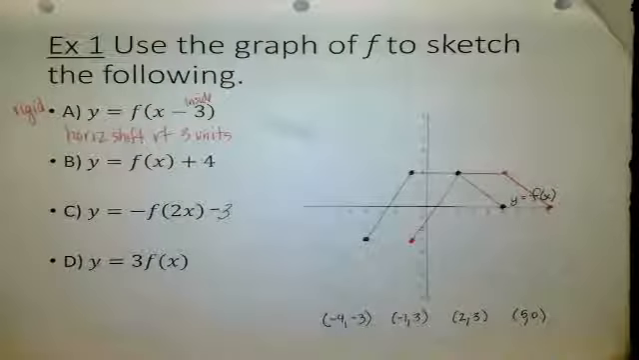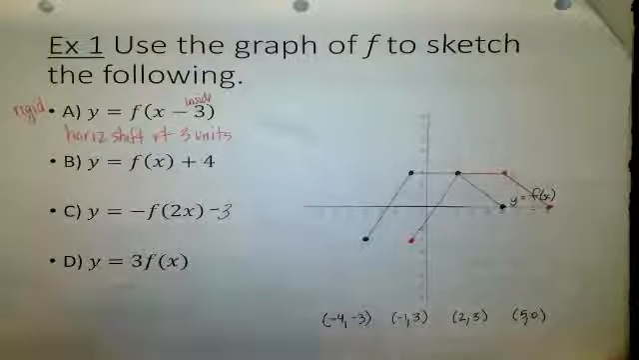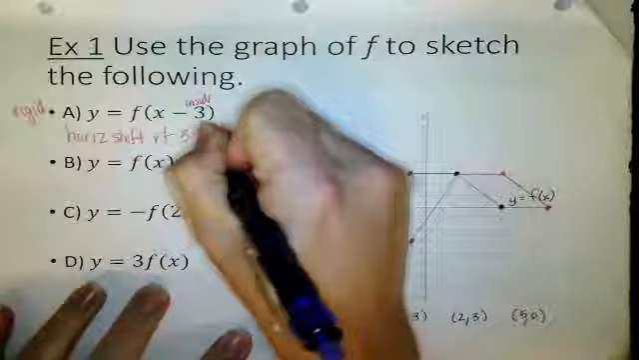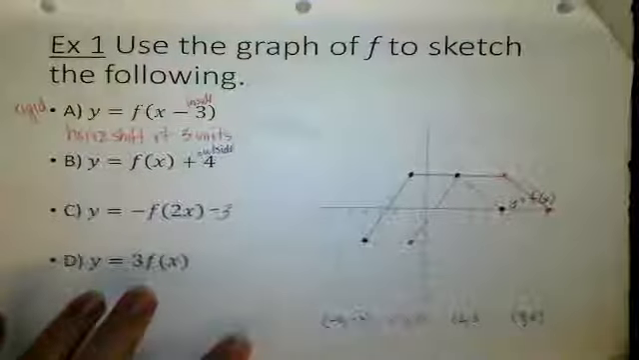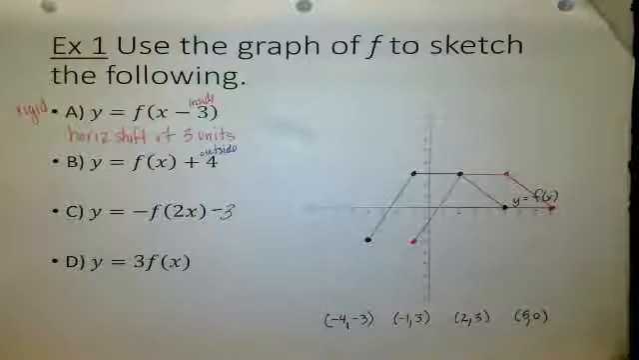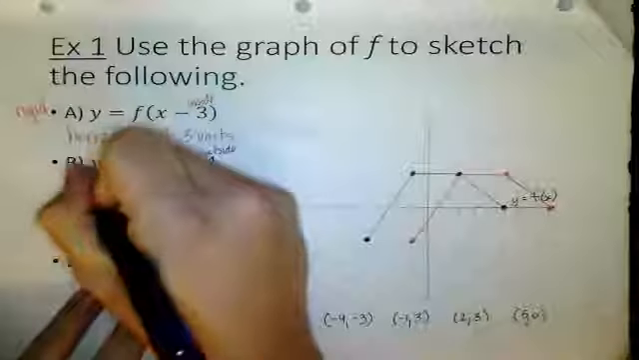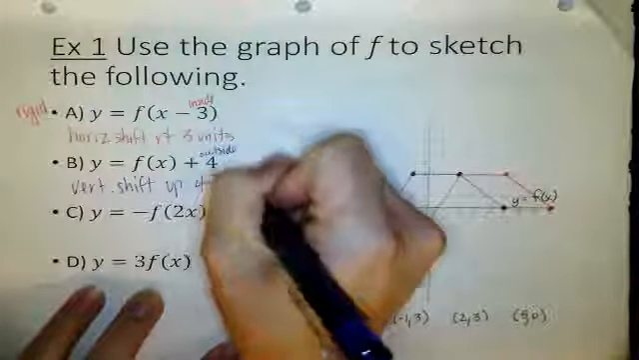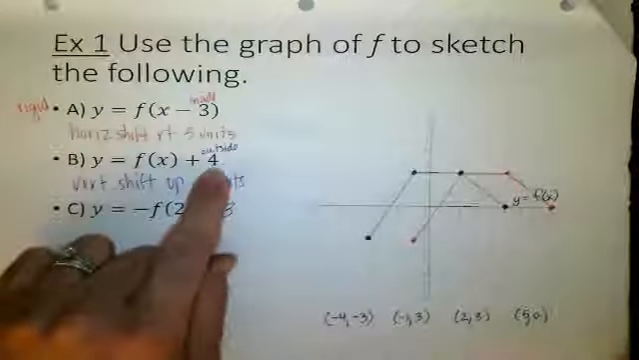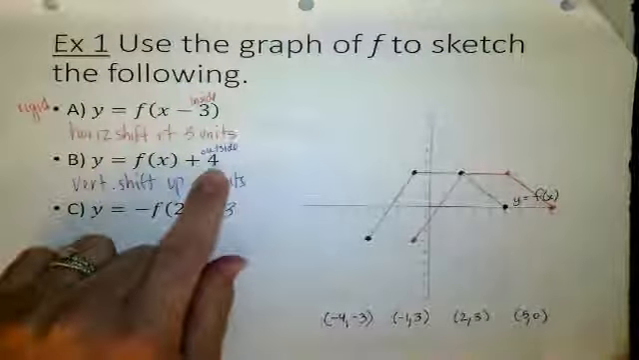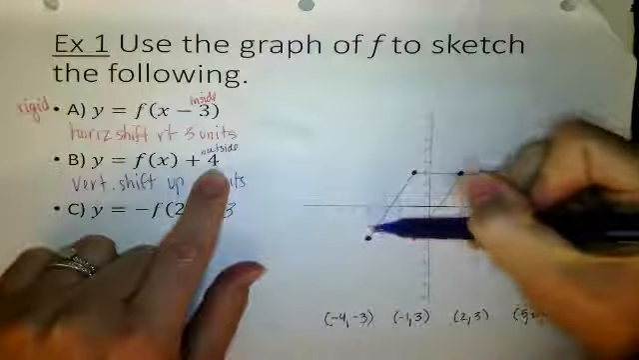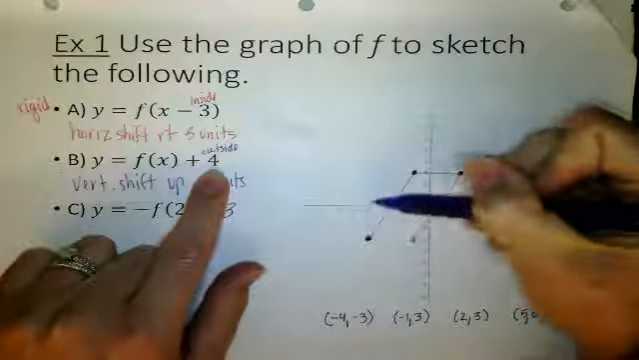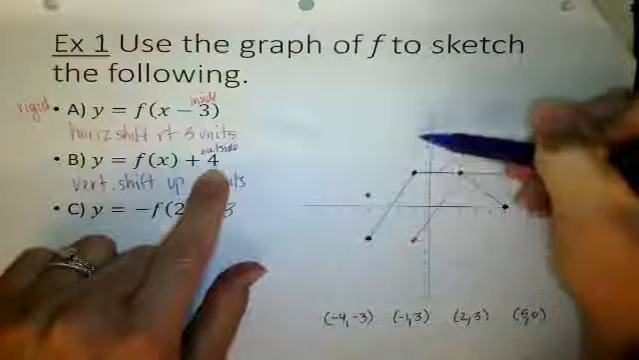All right. Letter B. Is the 4 on the inside or the outside? Outside. Does outside affect x's or y's? Y's. So what is that f of x plus 4 doing to our function? Moving it up 4. Yes, this is a vertical shift, up 4 units. Everything with y is always easy. It says plus 4, that's what it is. It's taking these points and just adding 4 to the y value. It does exactly what it says.